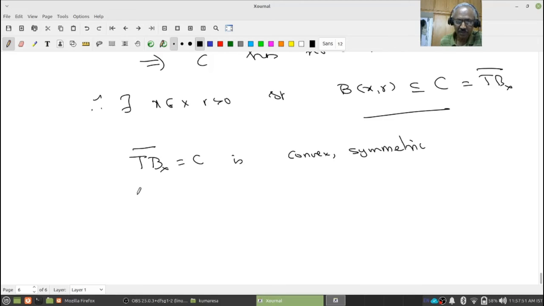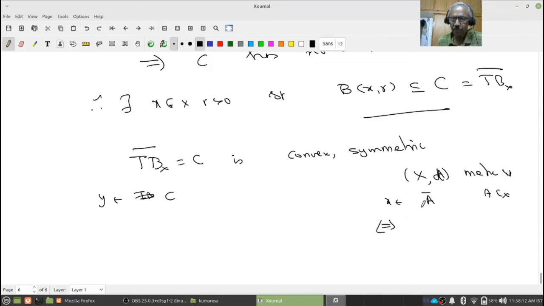Suppose I say y belongs to T(Bx) closure C. What does that mean? Let us look at this: if (X, d) is a metric space and A is a subset, when does x belong to A closure? If you have learned metric space topology either from my videos or from my book, you know that there exists a sequence an in A so that an converges to x. Okay, x belongs to A closure. I am going to use that.